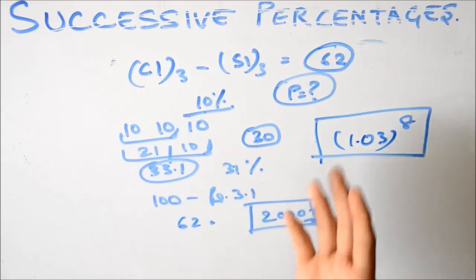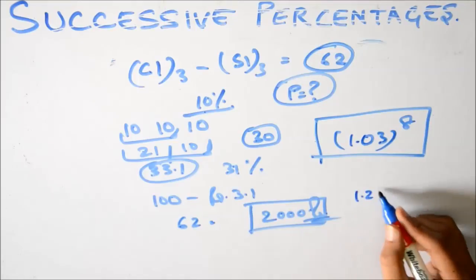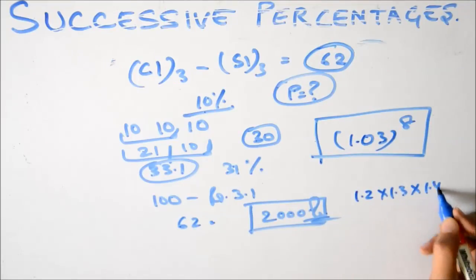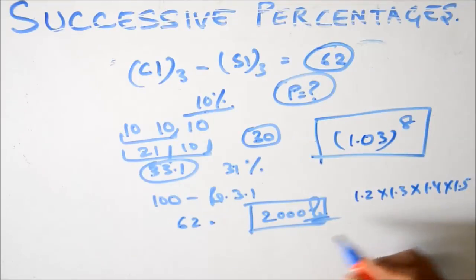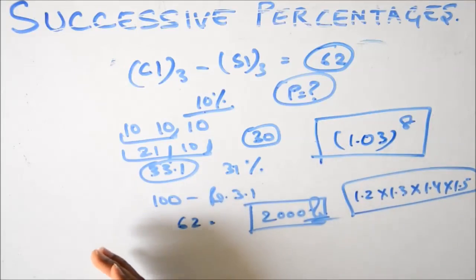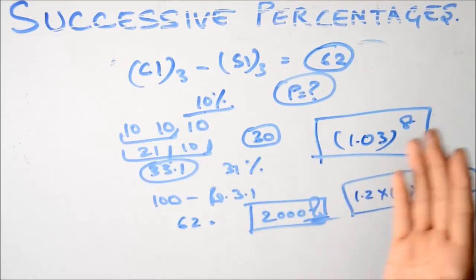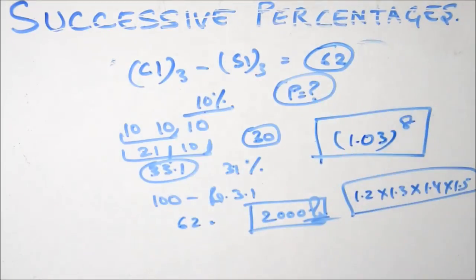in DI, wherein we took an example of 1.2 into 1.3 into 1.4 into 1.5. If you have any such types of calculations in DI, you can easily use the concept of successive percentages, wherein in questions like it's given that there is an increment of 10% in profit in the first year, then 20 in the second, and maybe 25 in the third. You can use the concept of successive percentages and solve these questions very quickly. You can save a lot of time in this. So it's a very important concept.